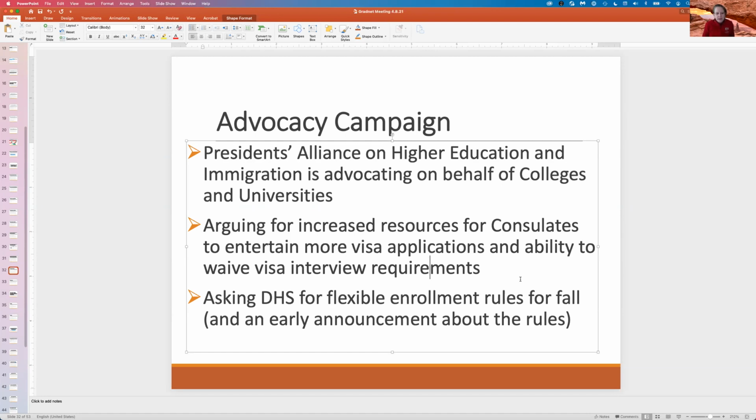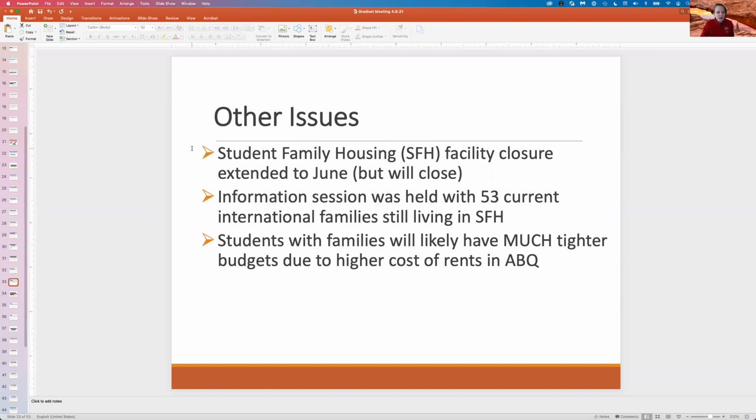They're also asking the Department of Homeland Security to allow for flexible enrollment requirements for fall, and to provide an early announcement about whatever rules they're going to be enforcing, so that we are not all left in the dark with students scrambling at the last minute trying to figure out whether they're going to attend or whether maybe they'd rather go to the UK or somewhere else that is still allowing students to enter or providing visas without obstacle. So there's a lot of advocacy going on.